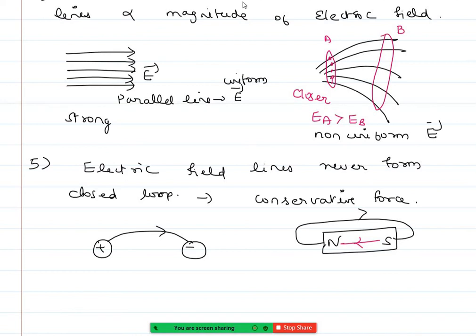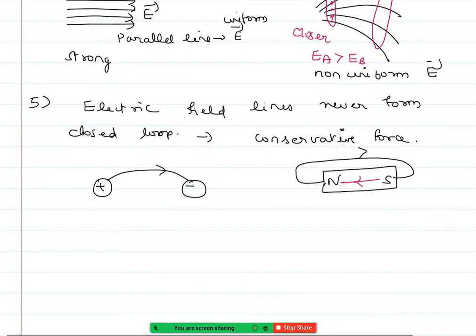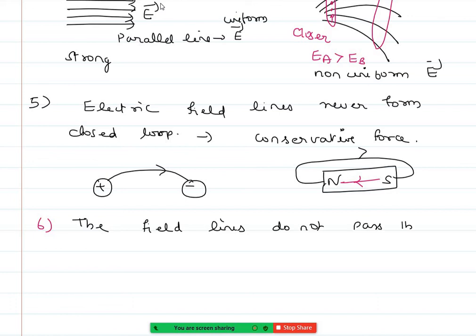Yes, ma'am. So the next one is electric field lines do not pass through a conductor. Just a minute, the number of field lines I gave you already. The number of field lines represents the magnitude, that is the relative closeness. Next point is: the field lines do not pass through a conductor.